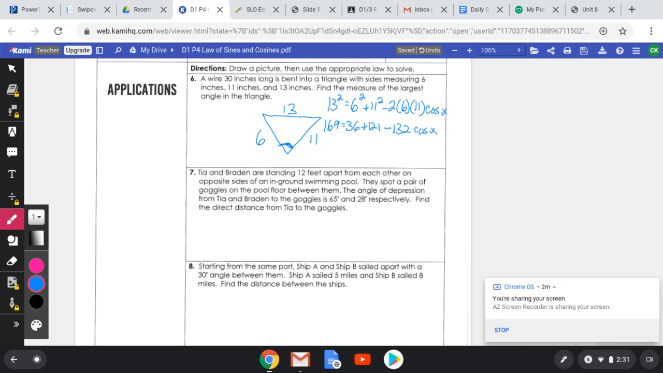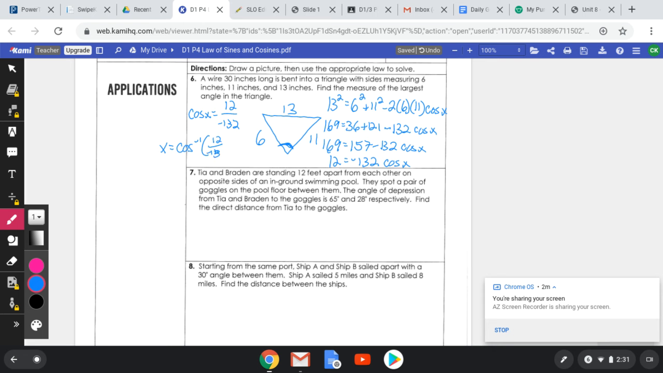I can combine 36 and 121, and I get 157 minus 132 cosine x. I can subtract 157 from both sides, and I would get 12 equals negative 132 cosine x. Then I would divide everything by negative 132, so cosine x equals 12 divided by negative 132, which then means I have to do the inverse cosine of this.